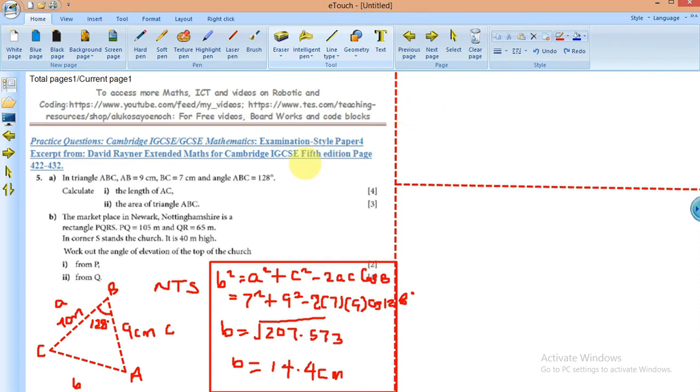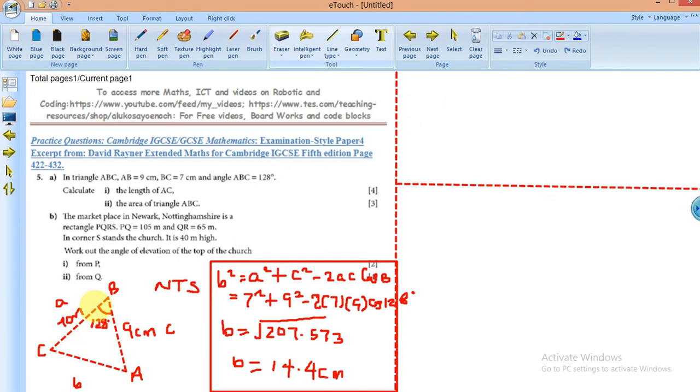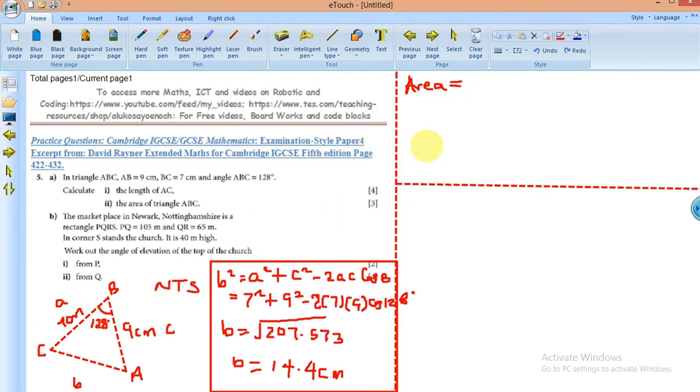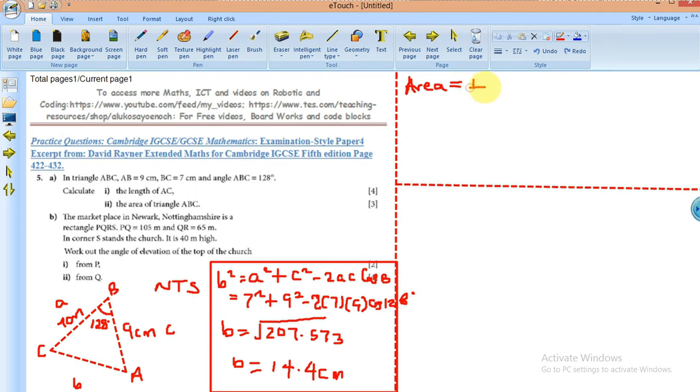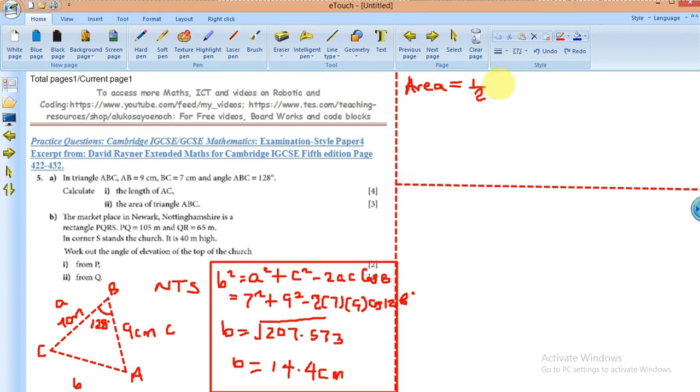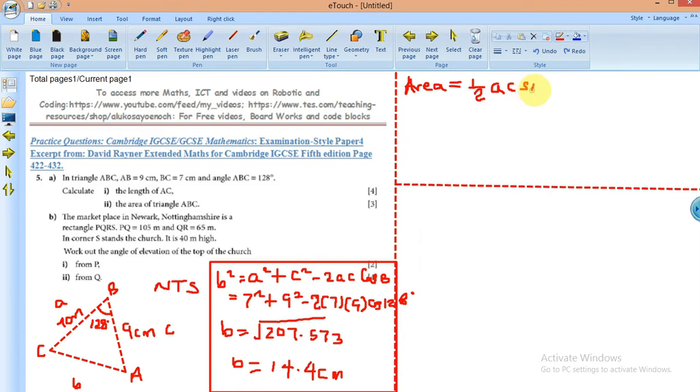Okay, so now the area. Since you have two given sides and one included angle, you can go ahead with this formula. Area is half AB sine C, something like that. That's what you have in the textbook, but I need to work based on my label, so it can't be half AB sine C. Based on my label, it will be half AC, the two given sides, then sine of the included angle, so that will be sine B. It's relative, it depends on how you label, so that will determine how you're going to write your formula, guys.